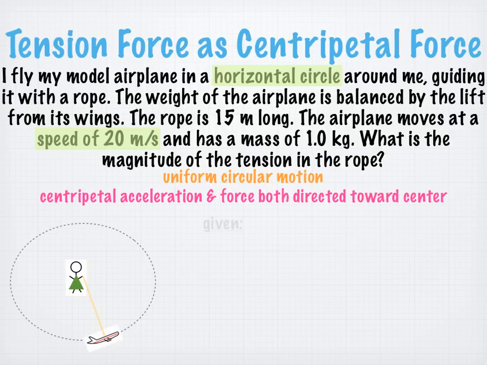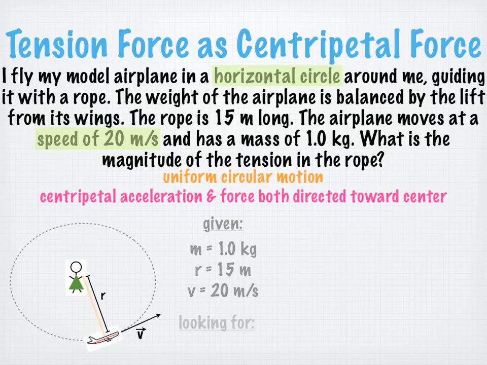We're given a mass for the airplane of 1 kilogram. The length of the rope is 15 meters. And the airplane is moving with a speed of 20 meters per second. What are we looking for? The magnitude of the tension in the rope.